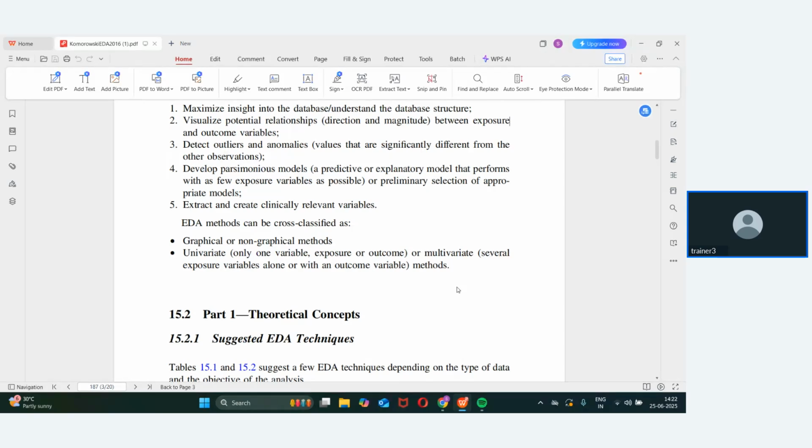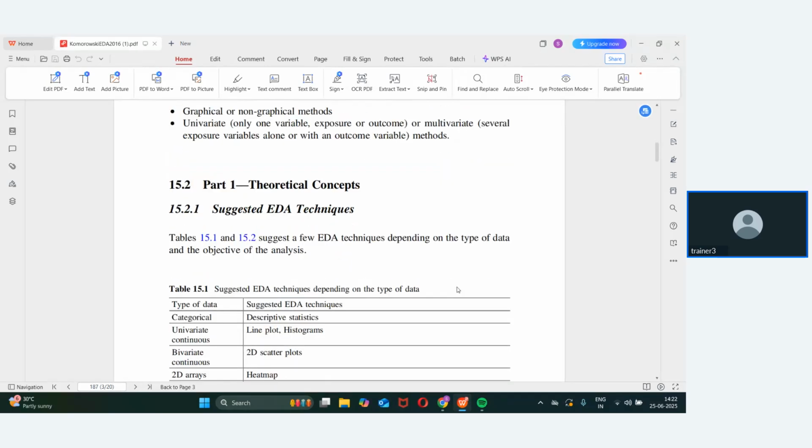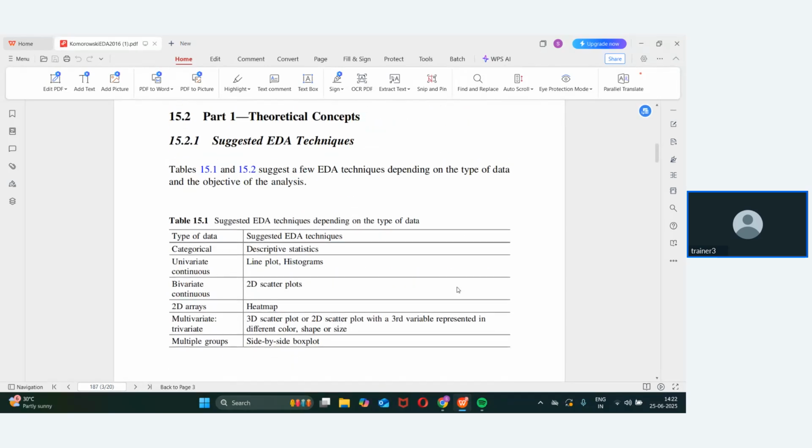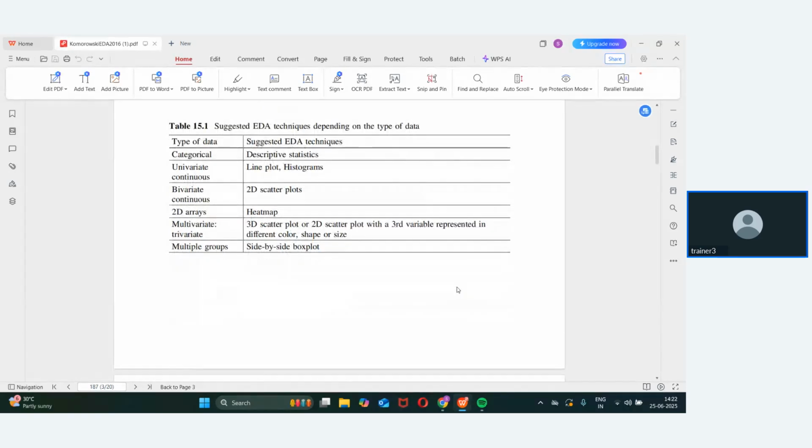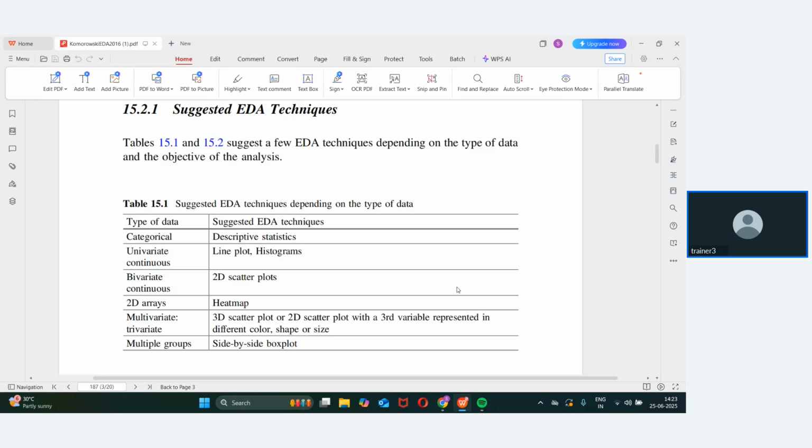So it is generally of some types. They are graphical or non-graphical methods, and then univariate, multivariate, or bivariate. These are all the main classifications of EDA. So then let us look into it in depth. Coming to techniques of EDA.